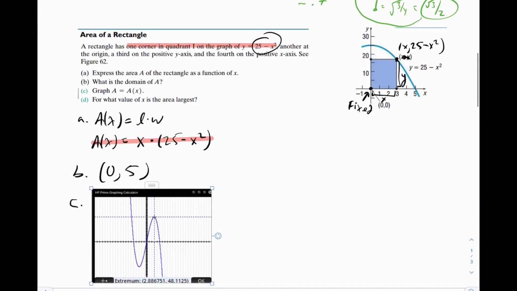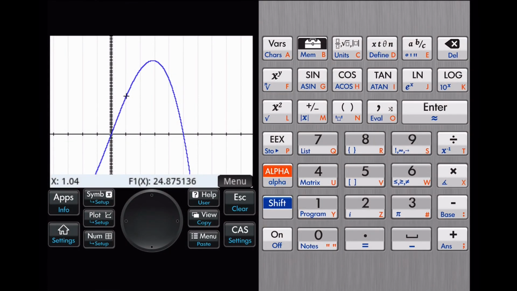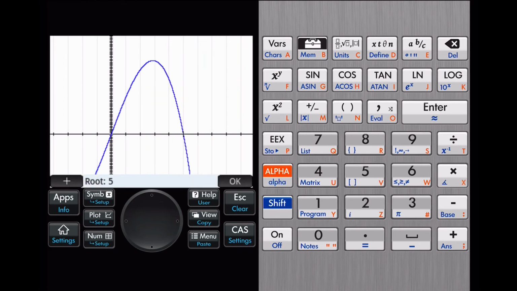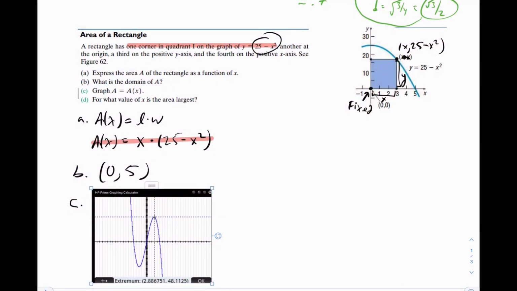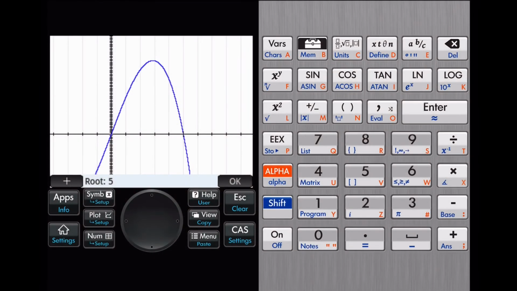Here's our graph. It says D, for what value of x is the area largest? So to do this, go back to your calculator. Tap near that vertex, or that max point. Menu, function, root. Oh, sorry, don't do that. So now that we have our graph in there, let's go back to our calculator. Tap near this max value. Go function, extremum. Hit the plus button, and now I can see it. So I'm going to copy this information down and go back to our paper.